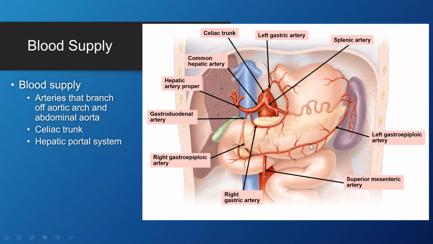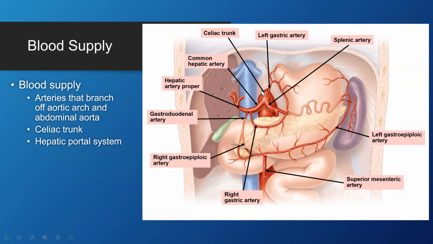For example, this branch from the splenic artery is the left gastroepiploic artery, and then the common hepatic artery. This artery will branch into the hepatic artery proper that brings blood to the liver, and the gastroduodenal artery that will bring blood to the stomach and duodenum. And here's another branch over here, the right gastroepiploic artery. And another artery from the common hepatic artery is the right gastric artery.